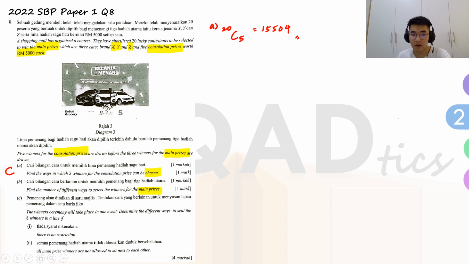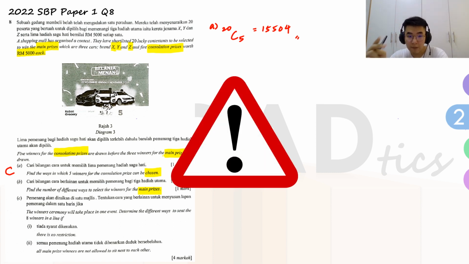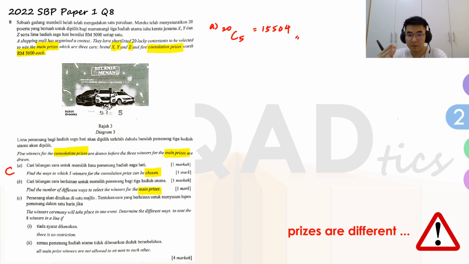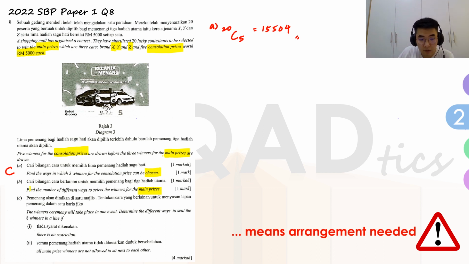For part B, we need to find the number of ways to give these 3 main prizes to the remaining contestants. This is different from part A because the prizes are now different. Let's use the previous example again. The first contestant got the brand X car, and another possibility is that this same contestant received brand Y car. These two possibilities are different because the contestant received 2 different kinds of prizes. So here we need to consider the arrangement because we need to know which contestant received which kind of prize. Even though there's no keyword, we know that this question is a permutation question.